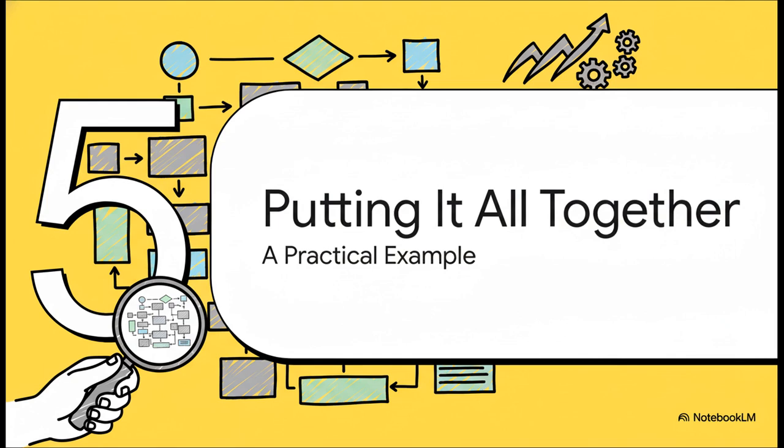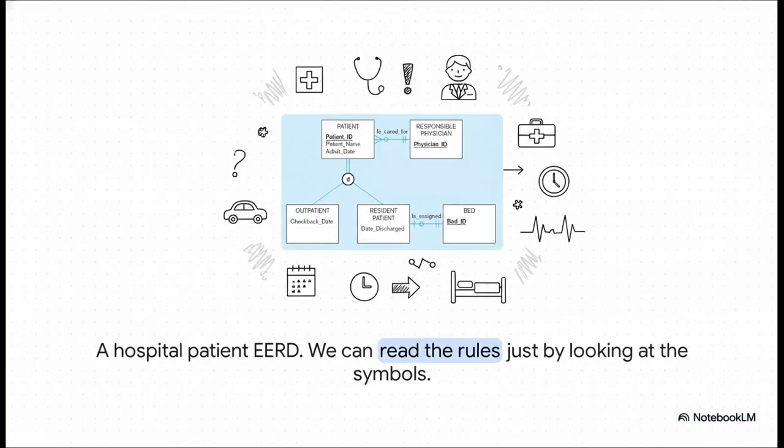Theory is great, but seeing this whole shebang in action is so much better. Let's walk through a practical example and see how all these symbols and rules come together to tell a crystal clear story about data. So here's that hospital patient system we glanced at earlier. We've got patient as the supertype, or parent, with outpatient and resident patient as the subtypes, or children. The real power here is that we can read the business rules just by looking at the symbols. Let's decode this blueprint together.